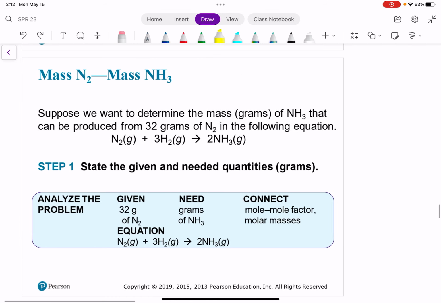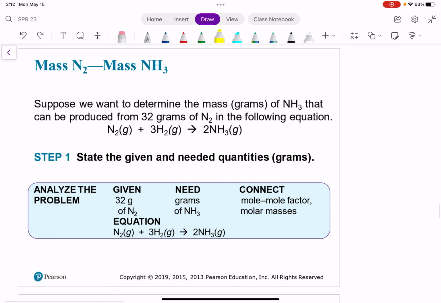Okay, so how do we actually do this? Let's do an example. Suppose we want to determine the mass in grams of NH3, ammonia, not ammonium, that can be produced from 32 grams of nitrogen, elemental nitrogen. So how would we do that?